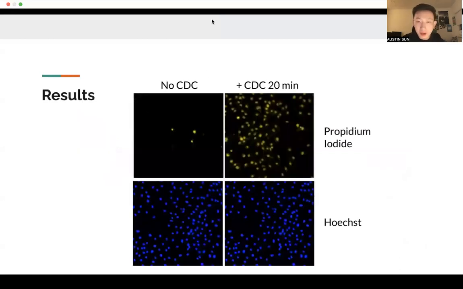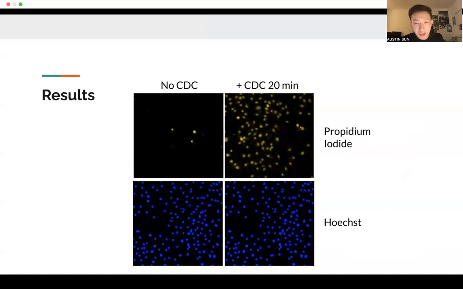So here's an example of an image from live cell imaging. Here in the left column, we have no CDC added. And what you'll note is that for propidium iodide, there's a very low amount of signal, which is what we expect because we're starting off with cells that are all alive. And therefore, because PI only marks cells that are dead, we don't really expect to see any or very much signal at all.